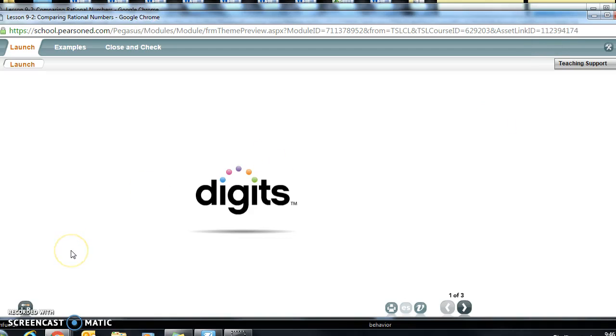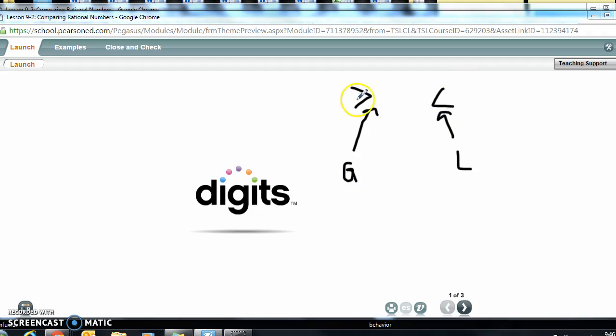Okay, so today we're going to go ahead and do 9.2, which is comparing rational numbers. So what I want you to do on the top of your notes is write these two symbols. Okay, this symbol is greater than, and this symbol is less than. I always remember that because of my Pac-Man. Pac-Man will always want to eat the bigger number.